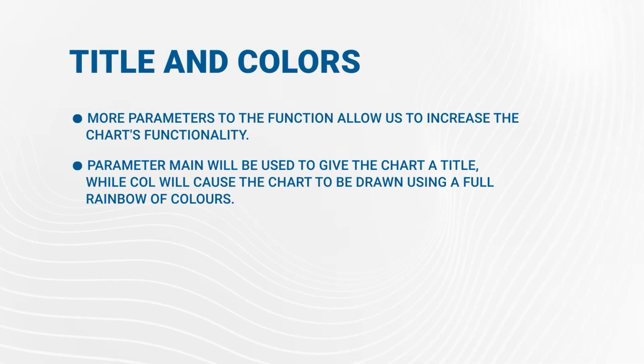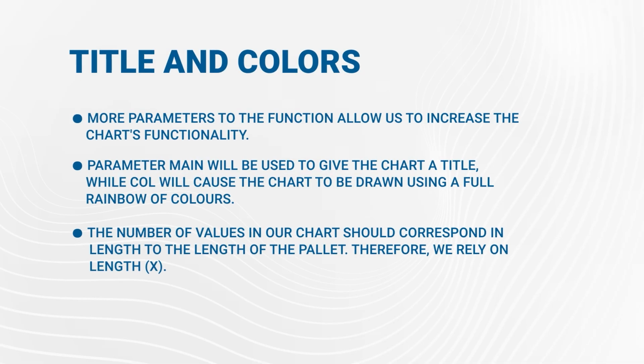Again, you can also change the titles and colors of a pie chart. There are many parameters present in the pie chart, as discussed in the starting, so you can adjust those parameters accordingly. If you want to change the title and the color palette, you just have to access those arguments. The number of values in our chart should correspond in length to the length of the palette, therefore we rely on length of x.